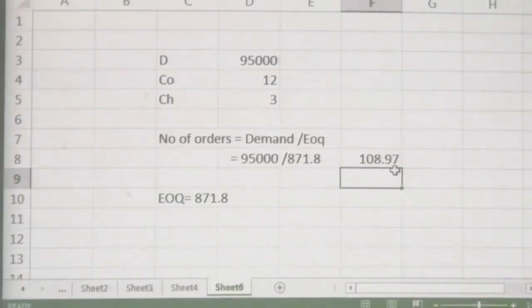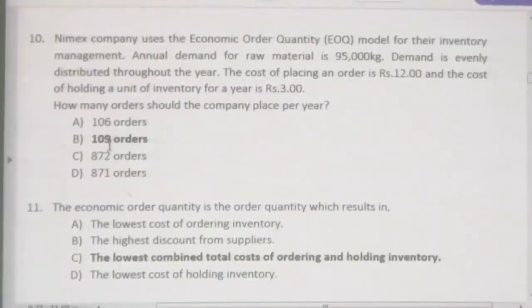You cannot order 0.97 orders. You have to order a rounded number. Therefore, the answer would be 109. Once it is rounded, it would be 109. Let's see the answer now. Number of orders is 109. I think you can see the answer 109.